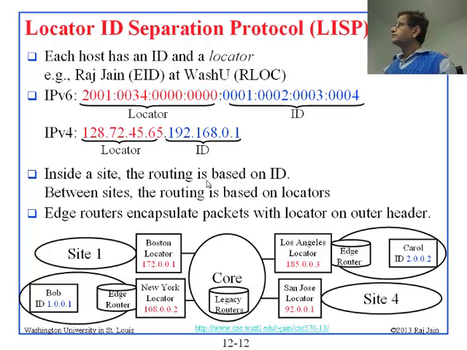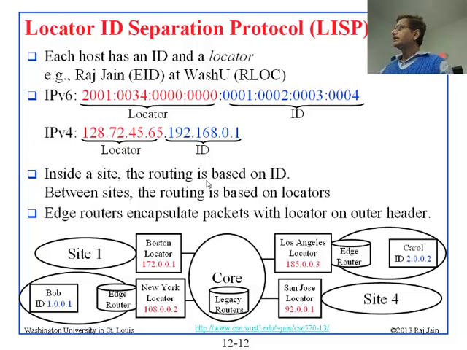It's shown here. Bob is here, his ID is 1001, and Carol is here, her ID is 2002. Bob happens to be at this site, and it has a locator of 100,002, which is New York. Carol happens to be at Los Angeles. Her locator is 185,003. All right. So locator is where you are, and the ID is who you are.